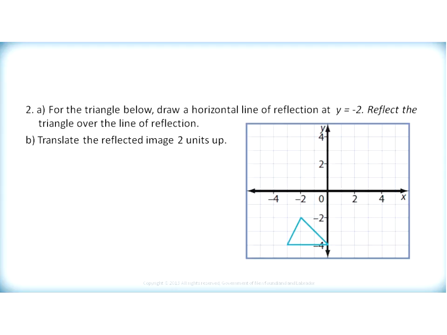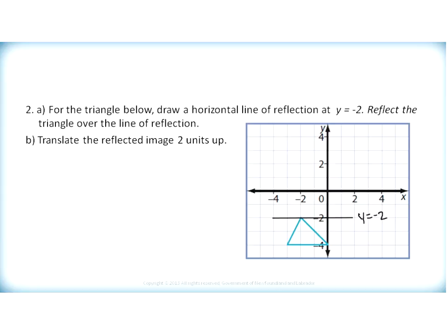My second question, I want for the triangle below to draw a horizontal line of reflection at y equals -2. And then I'm going to reflect the triangle over that line of reflection. Then I'm going to translate my reflection 2 units up. So y equals -2, that's going to be a horizontal line, and it's going to be right here. That's my horizontal line of reflection. So I'm going to need to reflect my object into an image over that line right there. So this is the line y equals -2.